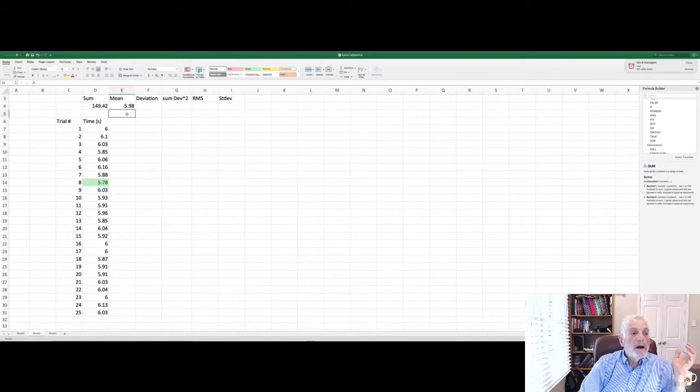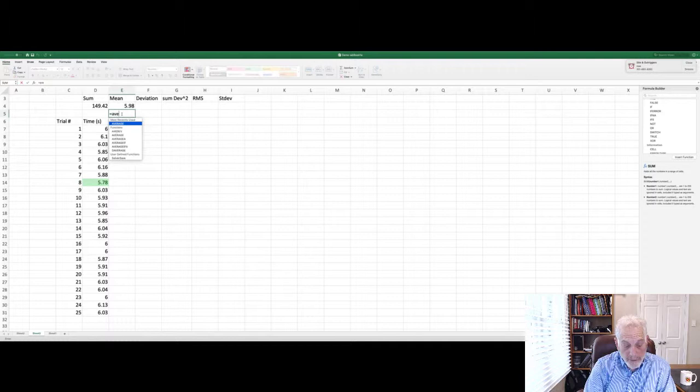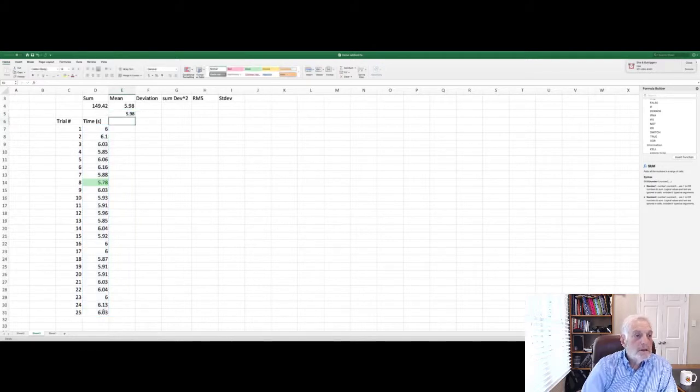Now, another way of doing this, of course, is just to use the function called average. So if I take the average, right there, I also get 5.98 seconds. So I can do it by summing them up manually and dividing by the number, or just taking the average. Now, I can compute this number we call the deviation. So what is the deviation?